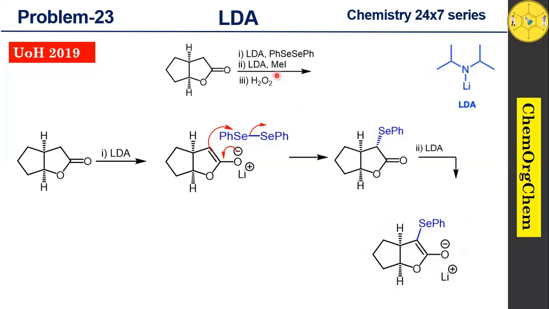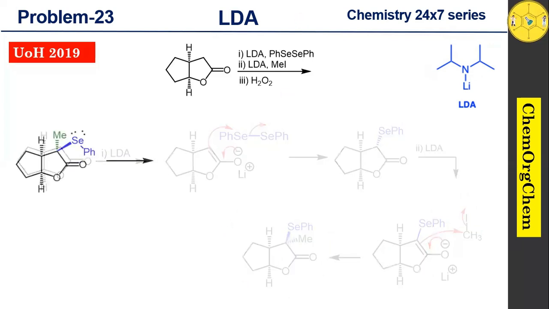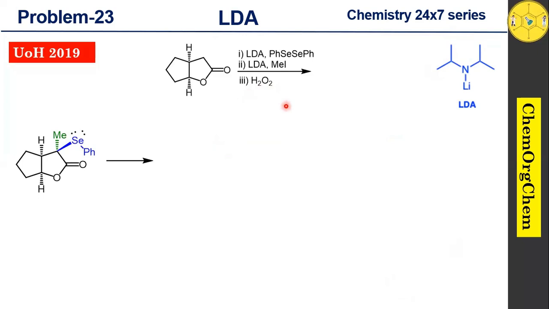The next step involves the reaction with methyl iodide. Once again, look at this enolate ion's stereochemistry. The bottom face is less sterically crowded when compared to the top face. Therefore, methyl iodide also approaches this enolate ion from the bottom face. Here you see how this happens. This electron shifts here, then this electron attacks this methyl carbon, followed by the kick out of iodide to produce the corresponding intermediate.